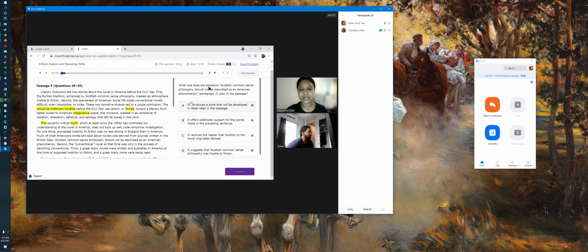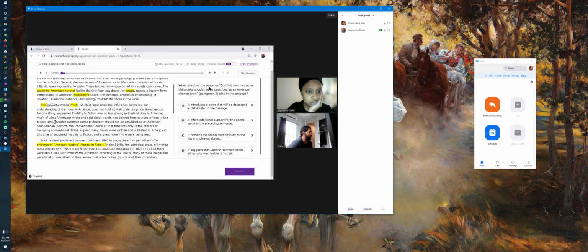So now let's see. What role does the sentence "Scottish common sense philosophy should not be described as an American phenomenon" play in the passage? Okay, where is that? Perfect. Very good.